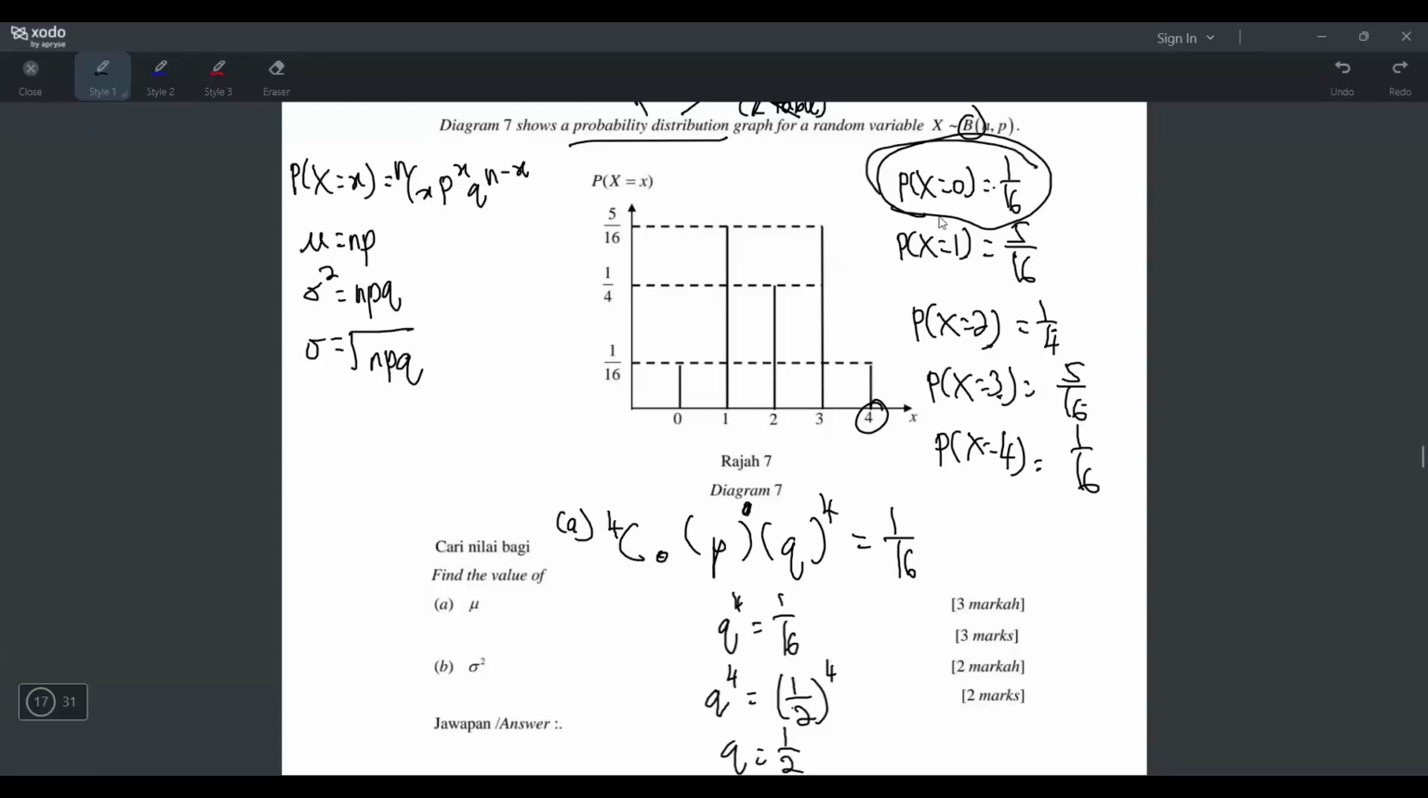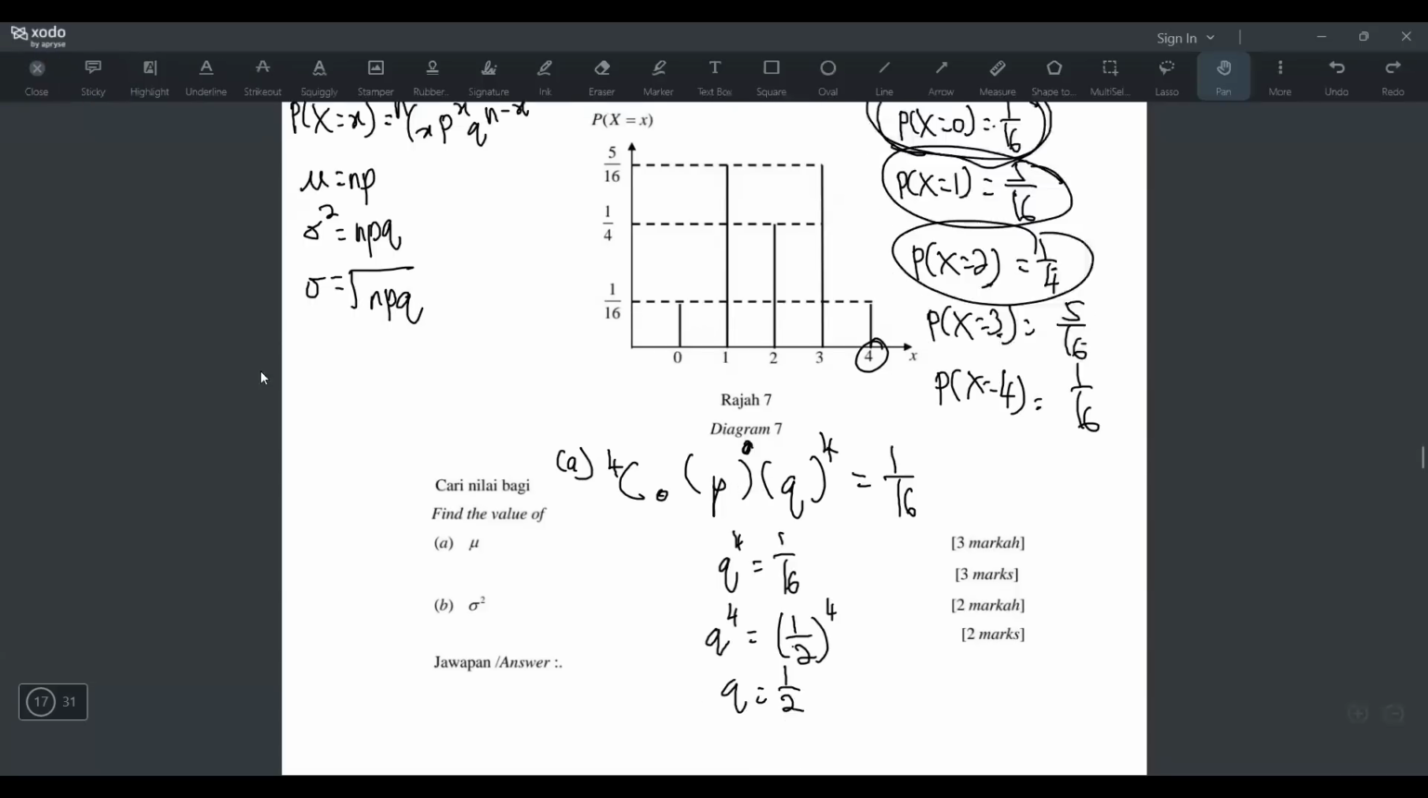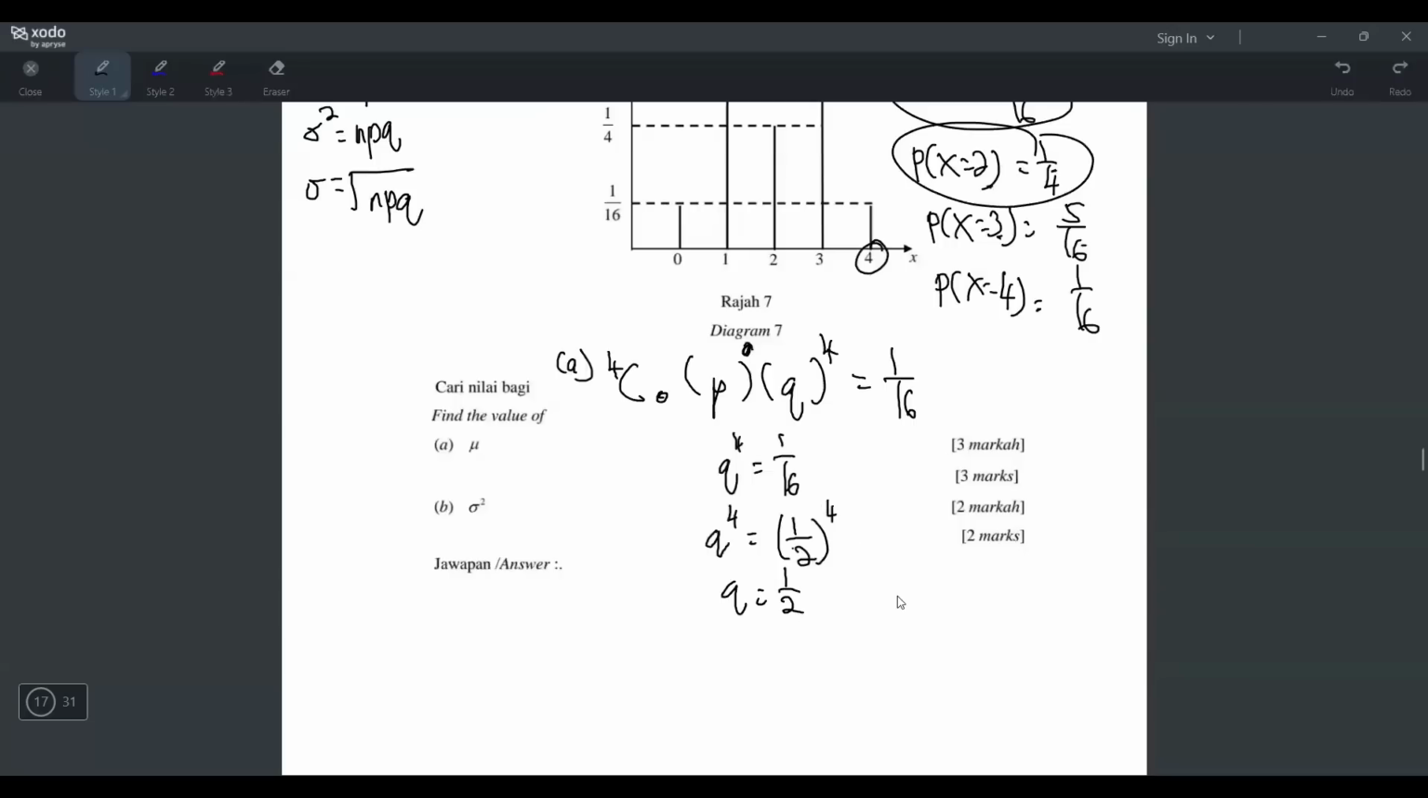So now you understand why I choose this instead of choosing this. Because if I choose this, then the P cannot cancel. If let's say you choose P(X = 2), then this will be P power 2, Q power 2, and you are stuck with 2 unknowns. That is why I never do it like that. Okay, now I have my Q already. Now I can do for P.